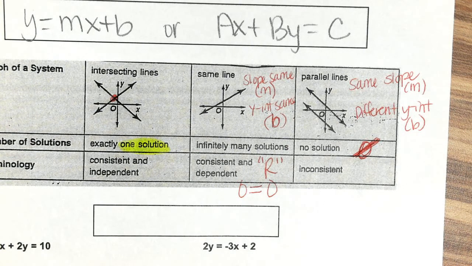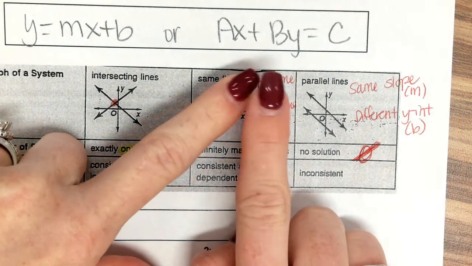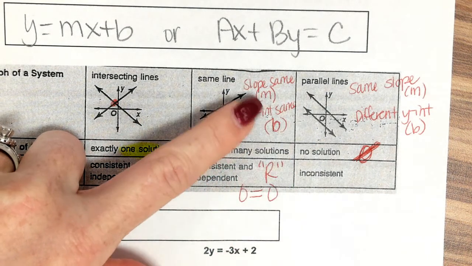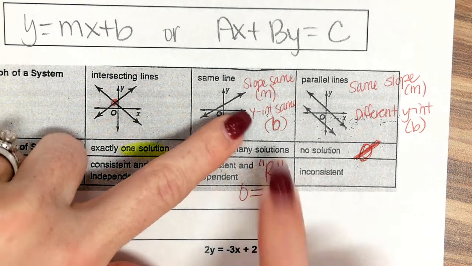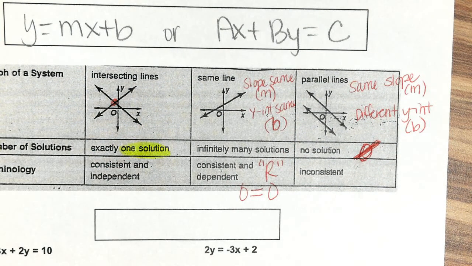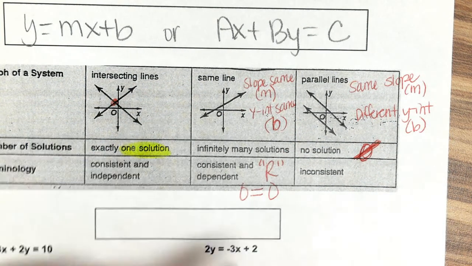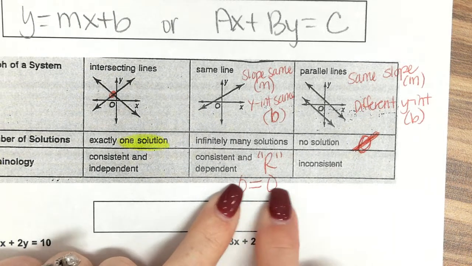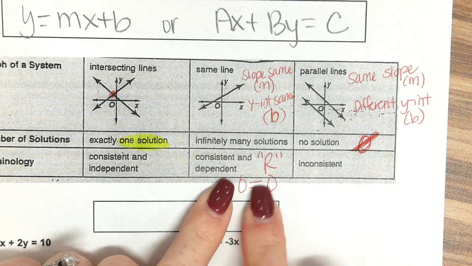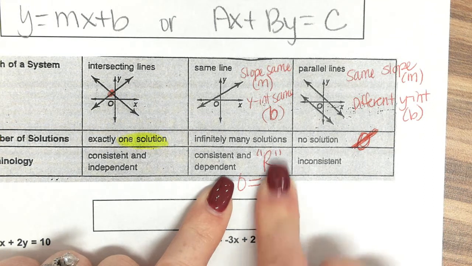It just depends on what form you're looking at. So if they're in y equals mx plus b, they'll have the same slope, same y-intercept. But if they're not in slope-intercept form and they're in standard and you solve, you're going to get 0 equals 0. That means your answer is all real numbers.